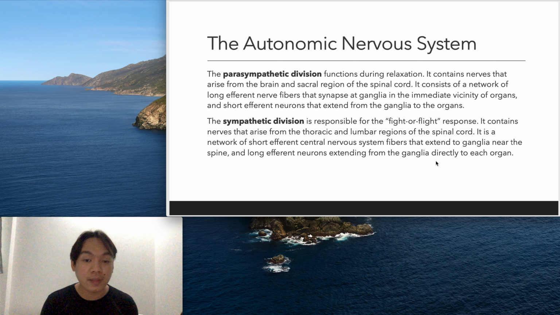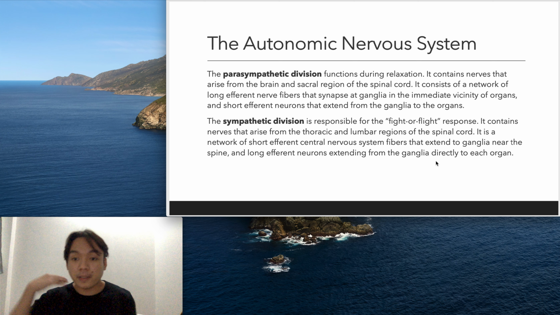That's the parasympathetic. The sympathetic is for the fight or flight response. Okay, it contains nerves that arise from the thoracic region, or thorax, and the lumbar region of the spinal cord, that's found in here behind your ribs. It's a network of short efferent central nervous system fibers that extend to ganglia near the spine, and long efferent neurons extending from the ganglia directly to each organ.